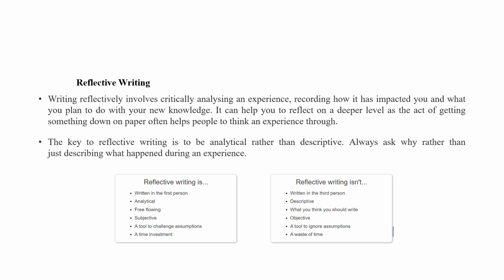So, reflective writing is written in first person, it is analytical, free flowing, subjective, and a tool to challenge assumptions, and it's a time investment. Reflective writing is not written in third person, it is not descriptive, it is not what you think you should write, it is not objective, it is not a tool to ignore assumptions, and it is not a waste of time.